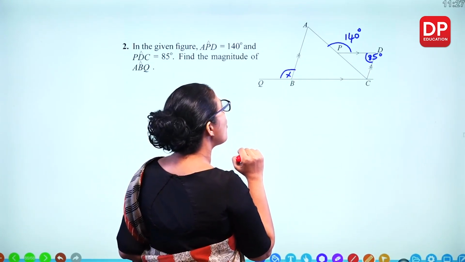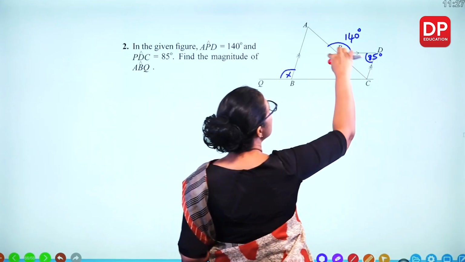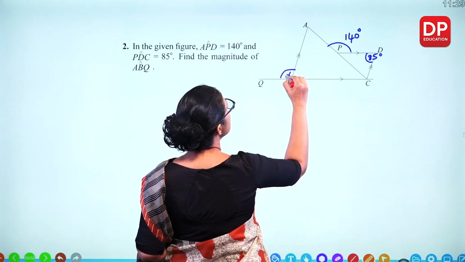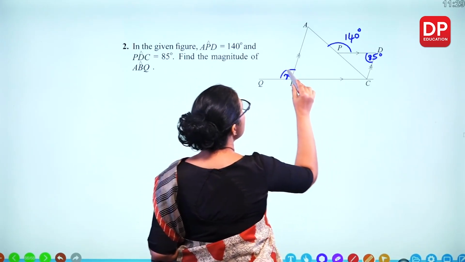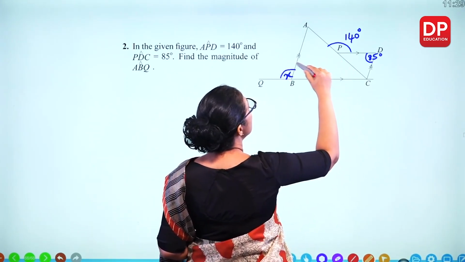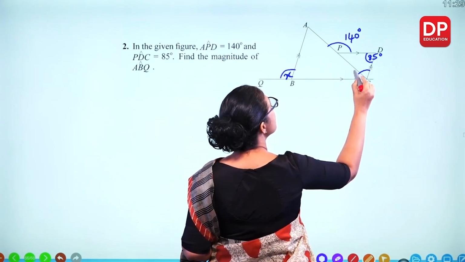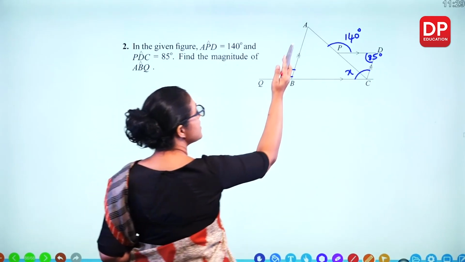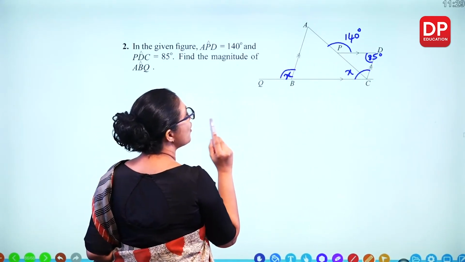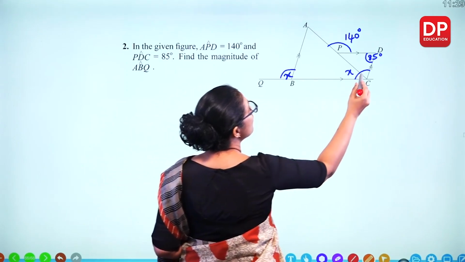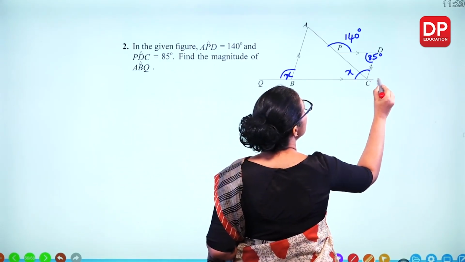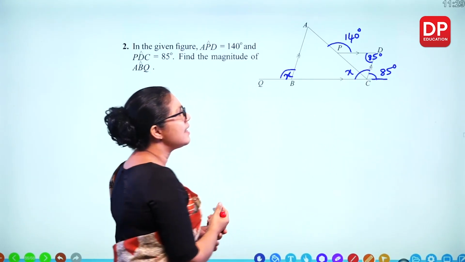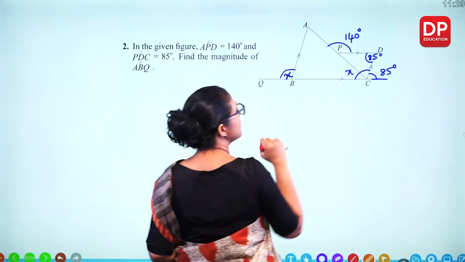So what can you say about this one now? These two lines are also parallel. So we'll put X here. This angle is X. Then if this is X, look carefully, this one is X. Why? What's the reason? These two lines are parallel. These are corresponding angles. So if this is X and here, what is this angle? This is 85. Alternate angles are equal because these two lines are parallel.